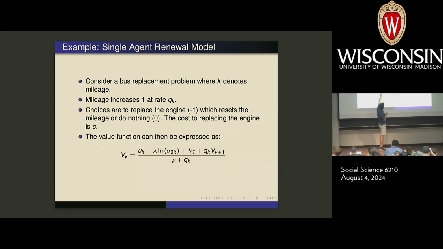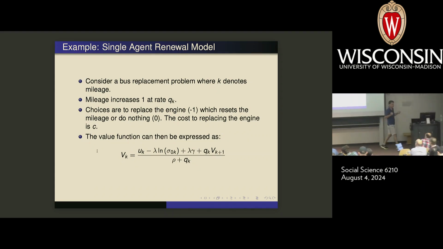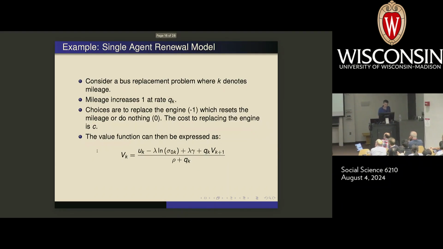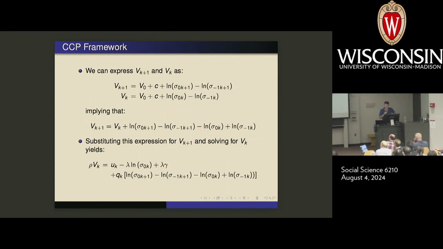The agent has no way of making the state mileage go up. How can we make this work? Well, we can link VK and VK plus 1 through the replacement probabilities in this state and in this state. And that's going to knock it all out.